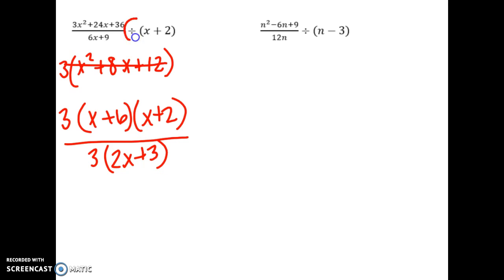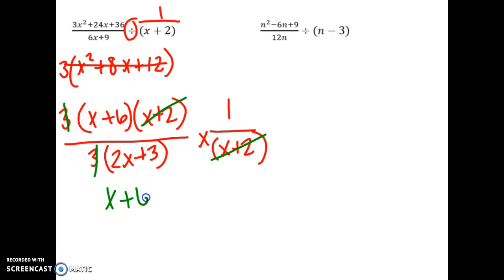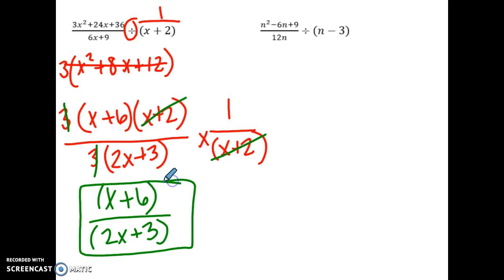And since we are dividing, I change it to multiply, and instead of putting the 1 on the bottom, I'm going to put it on the top because I have to flip my fraction, and I get x plus 2. Let's cancel out what we can. So these cancel as my diagonals. These are on top of each other, they cancel. So I'm left with x plus 6 over 2x plus 3. Can't factor anything out. Those are my final answers.